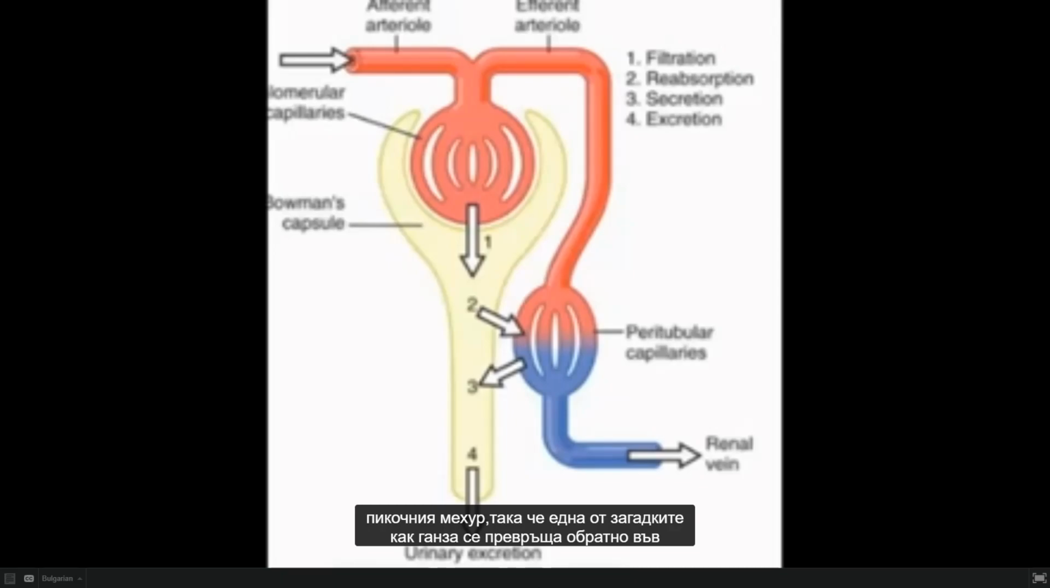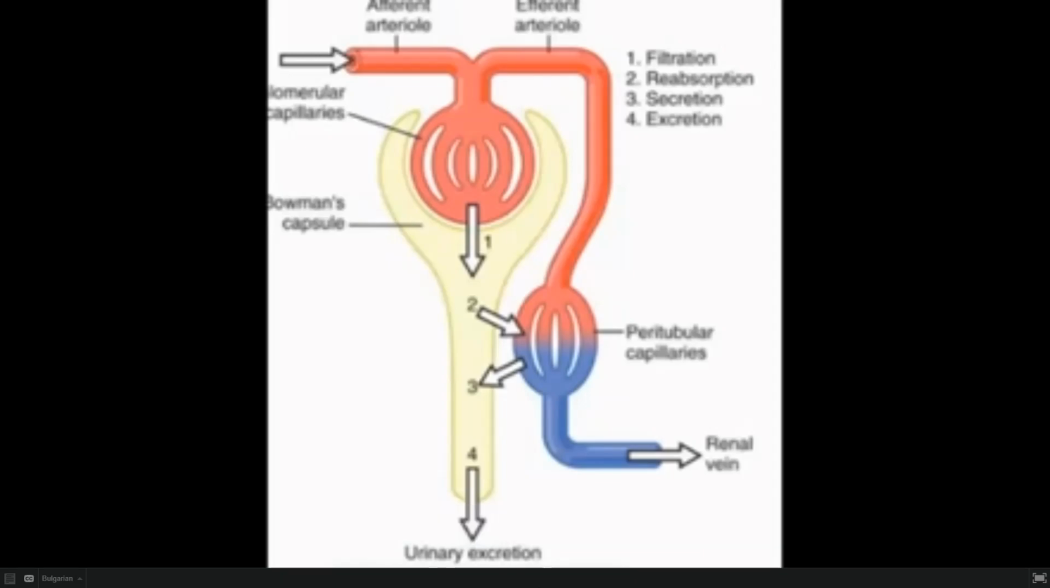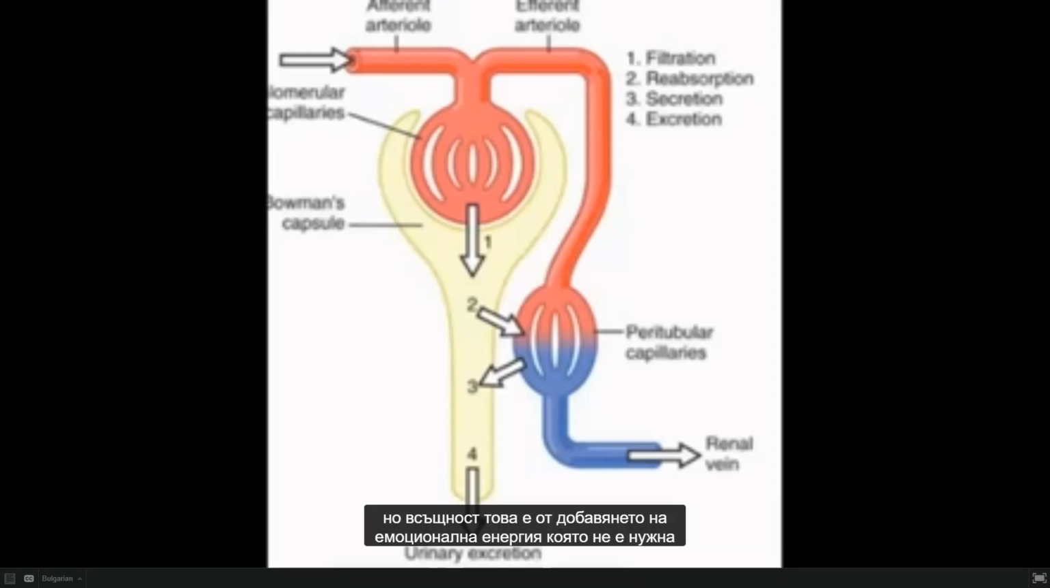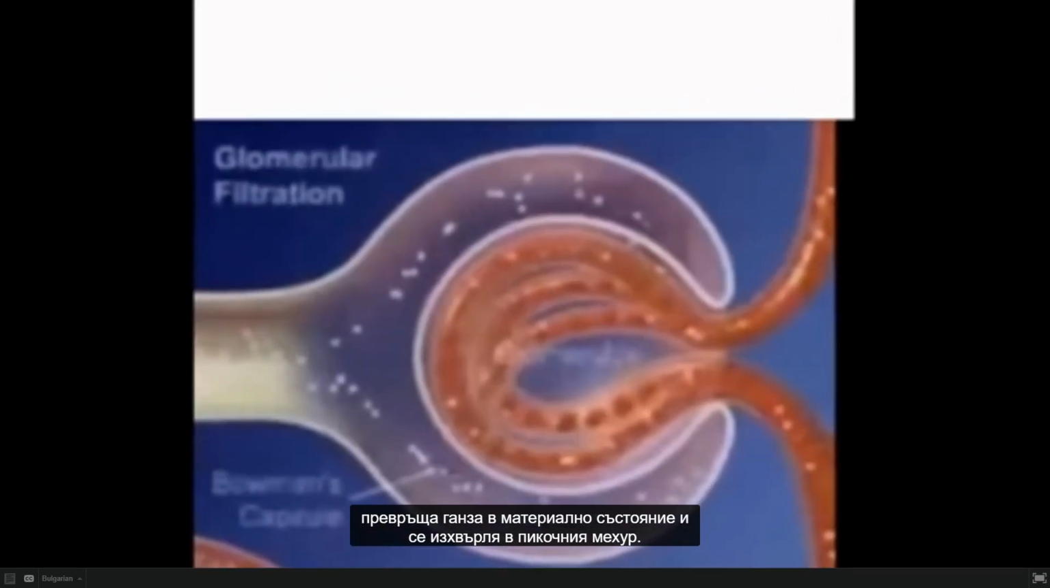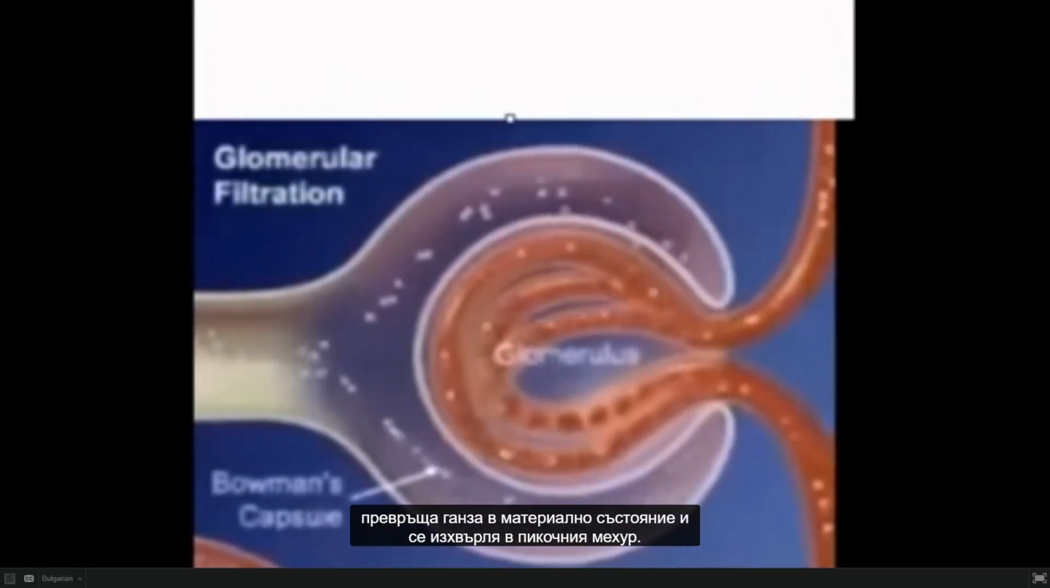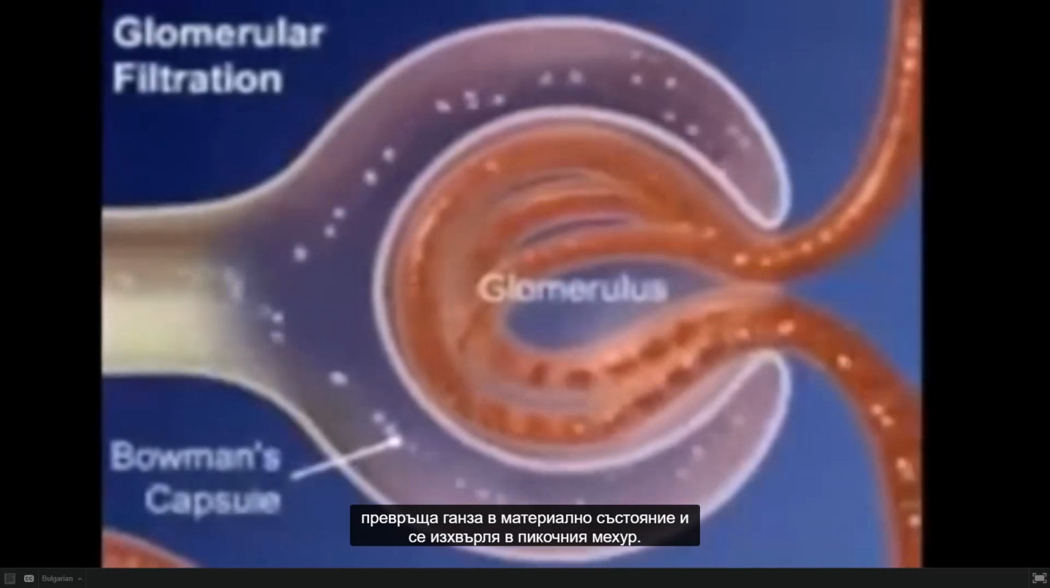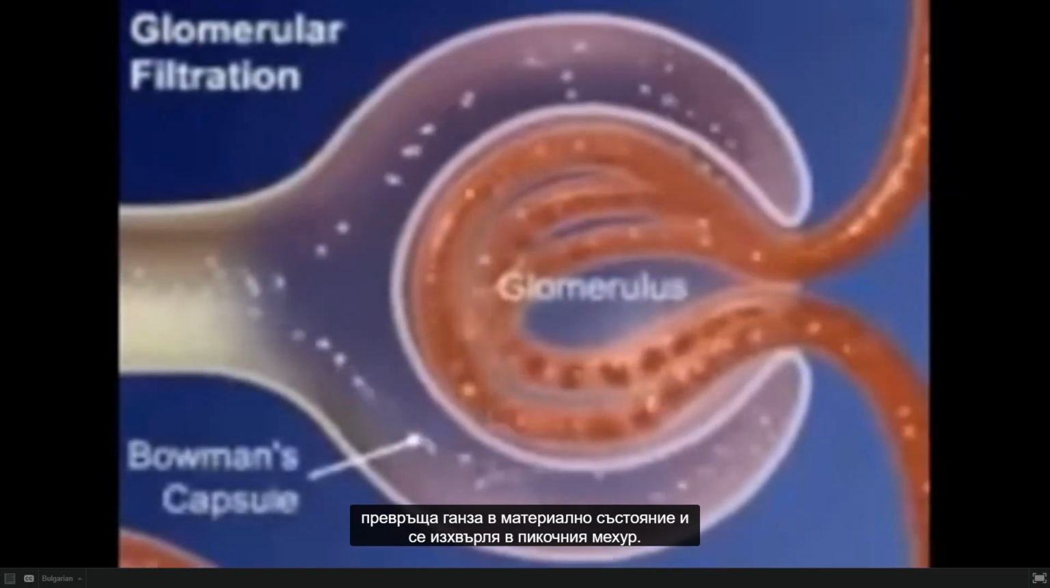So one of the mysteries of how GANS converts back to become a matter to be discharged is, as Dr. Elia explained, all the filtering and everything else, but in fact it is by the addition of the emotional energy which is not needed in the blood, which in the confinement of the nano layers of the piping and tubings of the kidney converts the GANS into a matter state, and it gets discharged into the bladder.